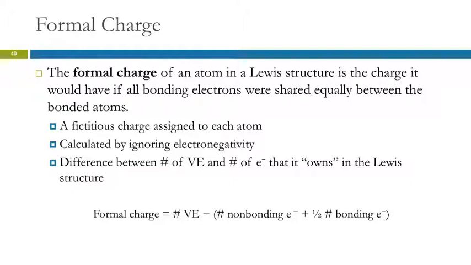So the formal charge is going to be the difference between the number of valence electrons that that atom has by itself and the number of electrons that it owns in a Lewis structure. So if you like equations, the formal charge is equal to the number of valence electrons minus the quantity, the number of non-bonding or lone pair electrons, plus half the bonding electrons. So if you like that, you're fine. And if you don't like that, I'm going to show you a different way.